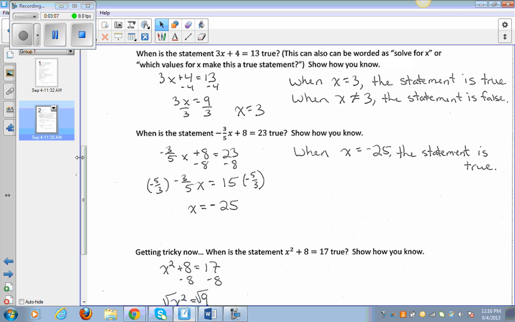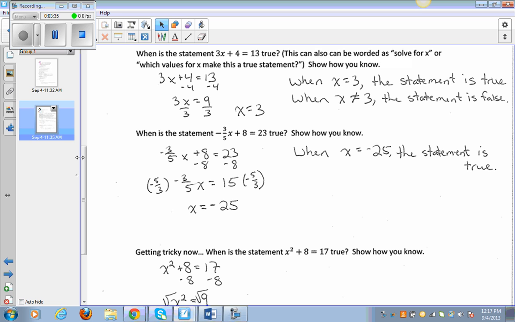So let's try another one. We have negative 3/5 x plus 8 equals 23. So again, we're going to solve for x, which we've been practicing quite a bit this week. First, we need to subtract 8 from both sides, which gives us negative 3/5 x equals 15. And whenever we have a fraction in front of our variable, to get rid of it, we just multiply both sides by the reciprocal of that fraction.